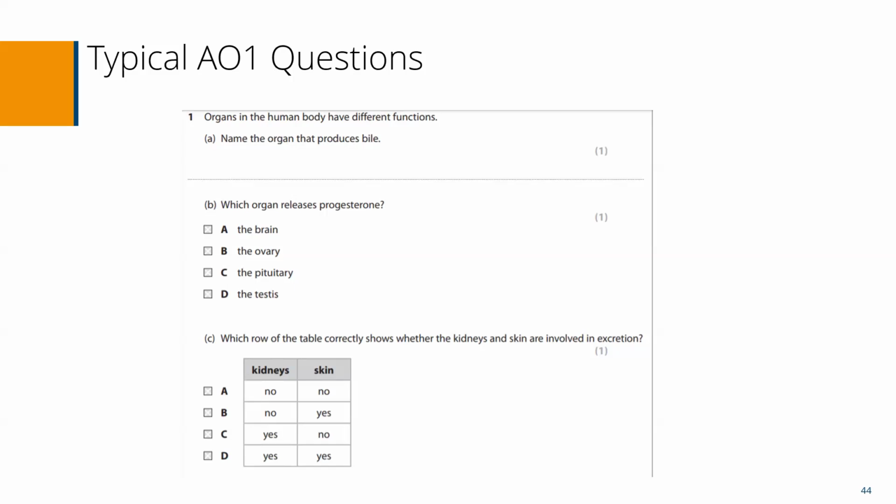Now, what is progesterone? Okay, it's a hormone. Oh, testosterone is the one in men. Progesterone, estrogen, that's a female one, isn't it? So it could be the brain or the ovary, because it's a female one. Pituitary, well, that's inside the brain. Testis, it's not going to be testis because that's a female hormone. Right, I've got rid of 1.